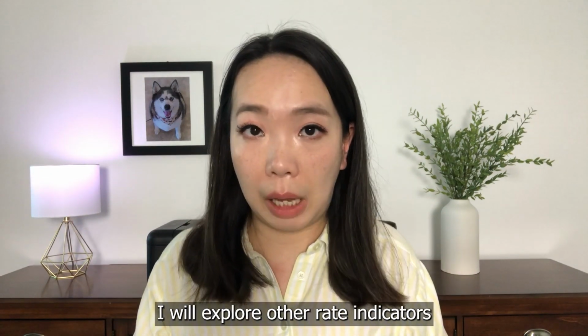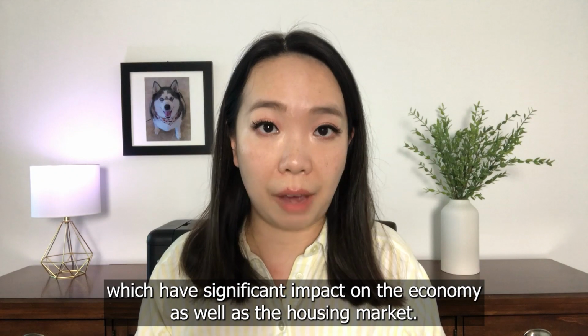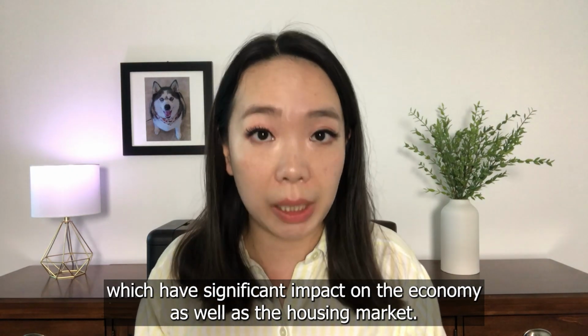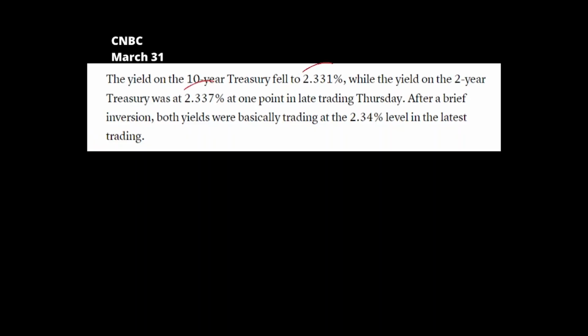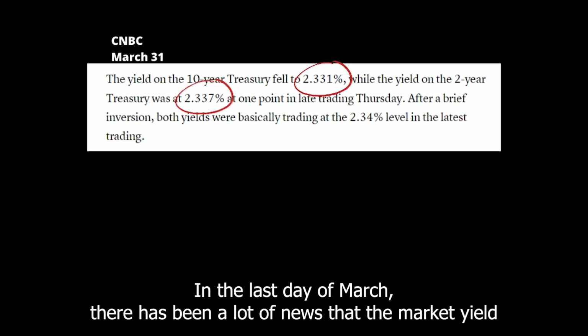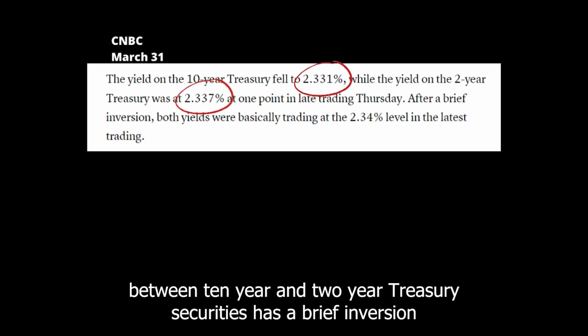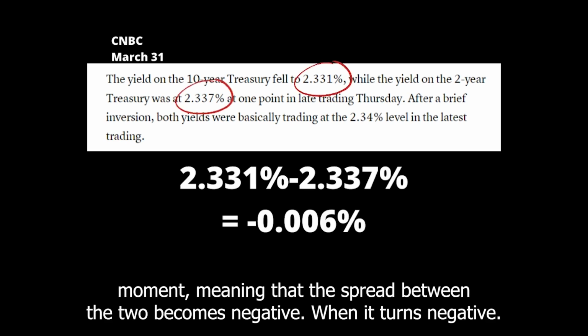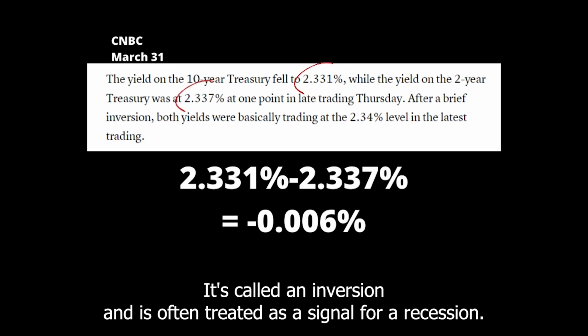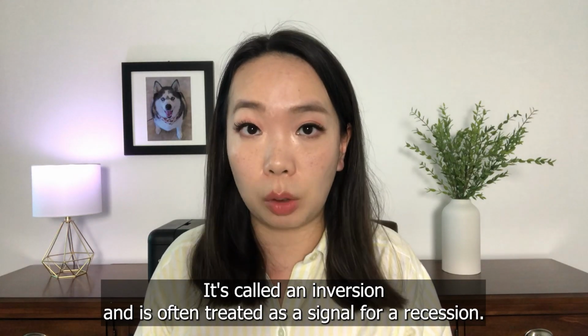In today's video, I will explore other rate indicators which have significant impact on the economy as well as the housing market. In the last day of March, there has been a lot of news that the market yield between 10-year and 2-year treasury securities has a brief inversion moment, meaning that the spread between the two becomes negative. When it turns negative, it's called an inversion, and it's often treated as a signal for recession.